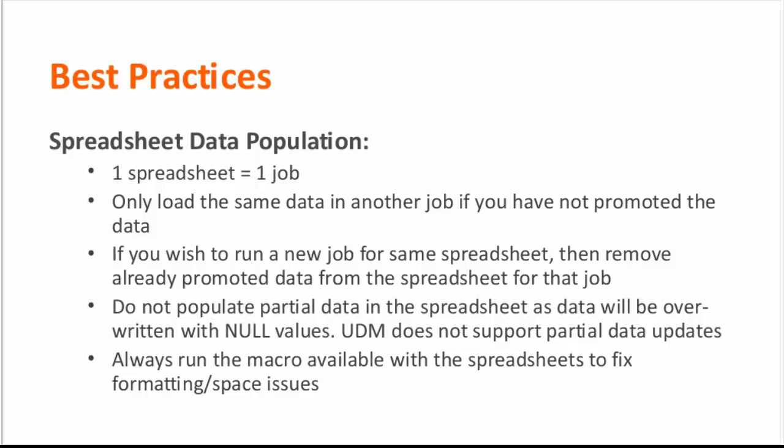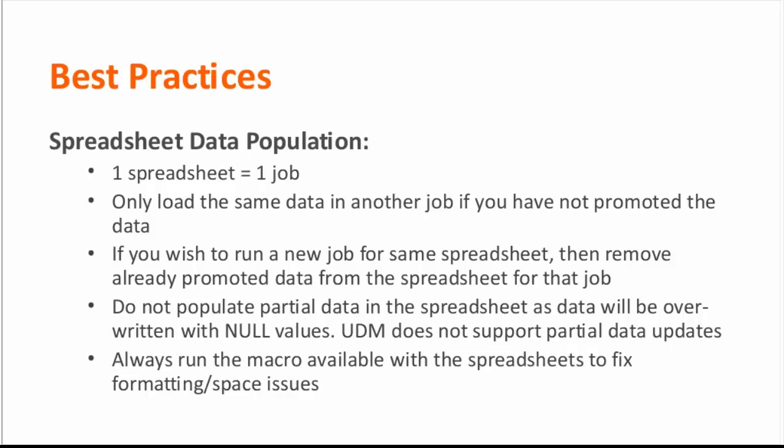So that's what I talk about here. If you wish to run a new job, then remove the promoted data, and do not populate partial data. That's another important thing. We have seen people opening a spreadsheet and adding partial data. The green fields are the required values in the spreadsheet, and the yellow ones are the conditionally required fields based on other field values. You need to populate these fields, so you have to make sure those values are populated, and then you load the job.